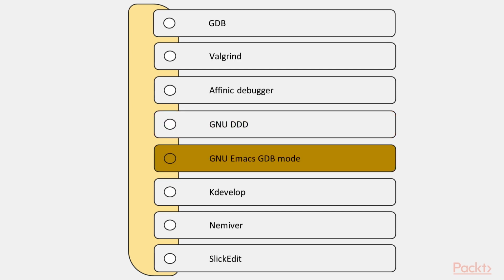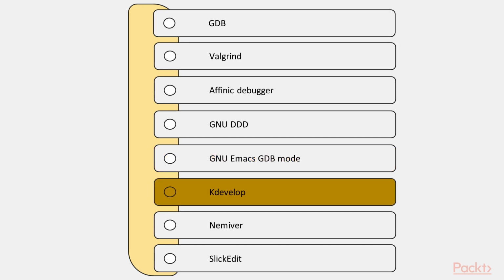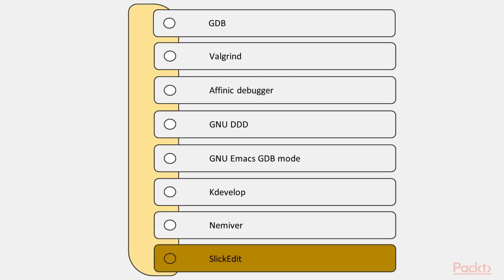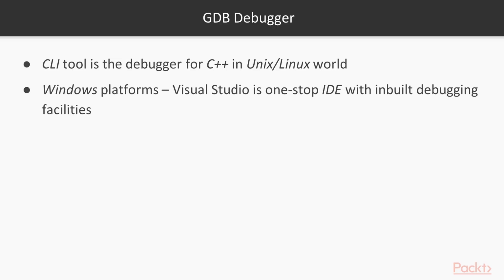GNU Emacs GDB mode is an open-source tool with minimal graphical debugger support. Kdevelop is an open-source tool with graphical debugger support. Nimiva is an open-source tool that works well in the GNOME desktop environment. SlickEdit is good for debugging multi-threaded and multi-processor code. Debug tools are there to rescue you from tedious efforts. The GDB debugger is an open-source CLI tool which is the debugger for C++ in the Unix-Linux world. For Windows platforms, Visual Studio is the most popular one-stop IDE with inbuilt debugging facilities.